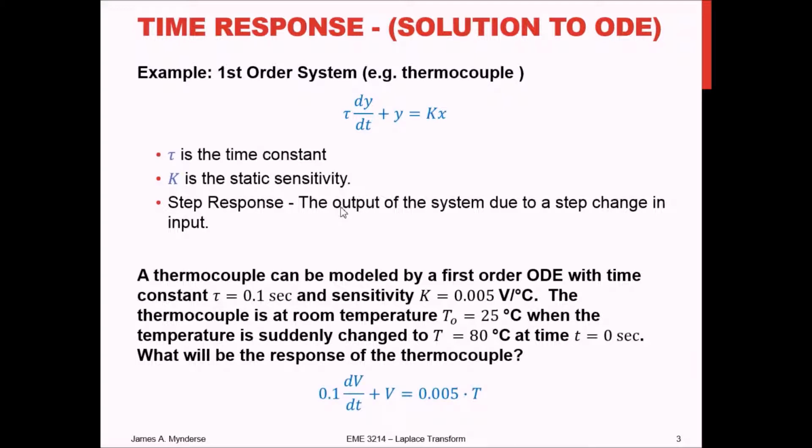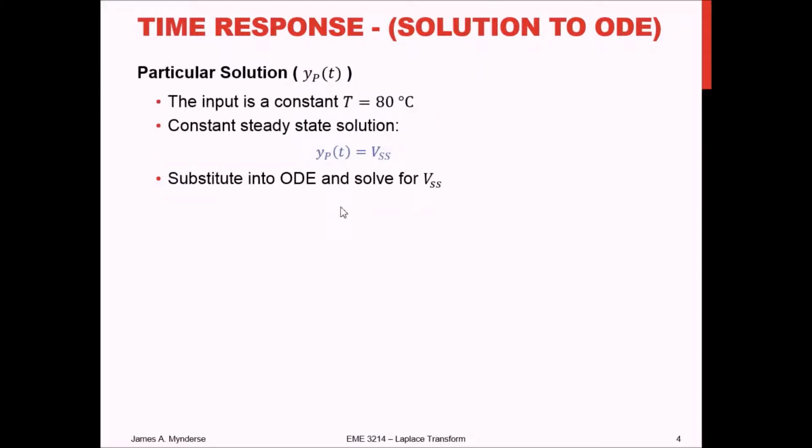Okay, let's go ahead and plug in those numbers. There we plug in for tau and for k. All right, now let's try to find the particular solution. The input is just a constant temperature level of 80 degrees Celsius. It turns out that the particular solution always looks like the input. If you put in a constant, you're going to get a constant out. If you put in a sinusoidal function, you're going to get a sinusoidal function out. If you put in a ramp where you continuously increase the temperature, then the output of the thermocouple will continuously increase. So we suppose that it'll be a constant.